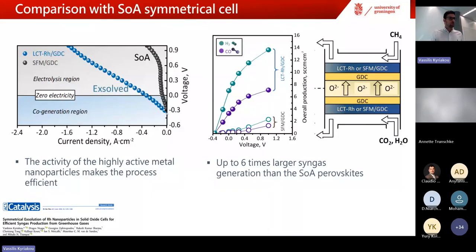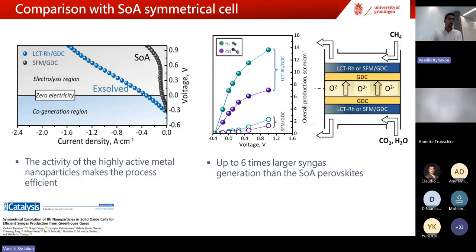However, with the rhodium exsolution, you see that we have an almost linear curve up to 1 volt that practically helped us to demonstrate cogeneration of electricity and syngas at the same time. Here, no electricity is required. So we had here around 0.4 ampere without practically consuming any electricity. The voltage was 0. And then for electrolysis, of course, it's still more efficient.